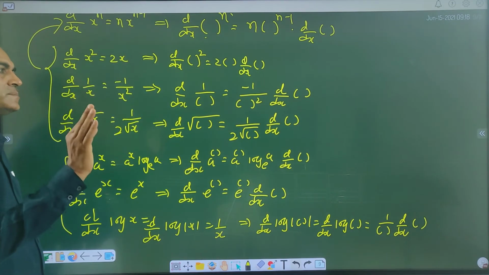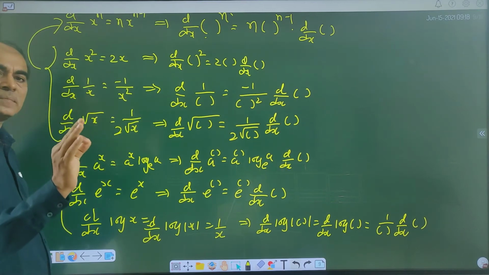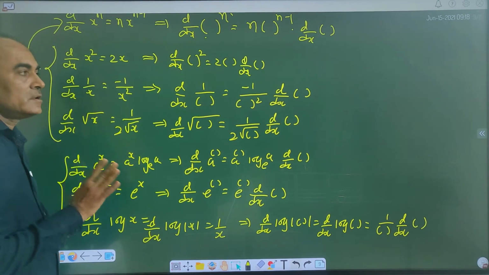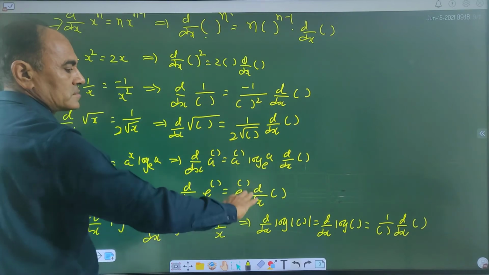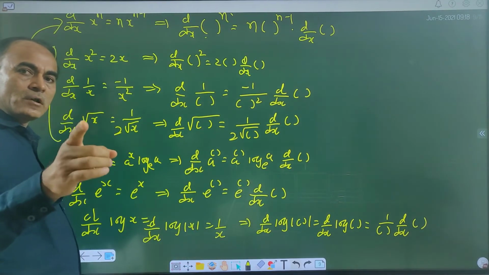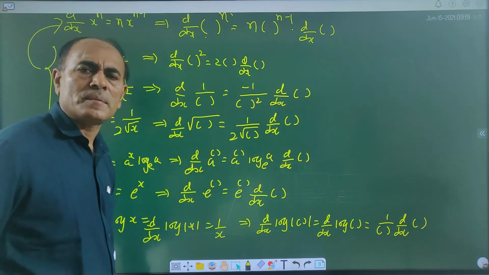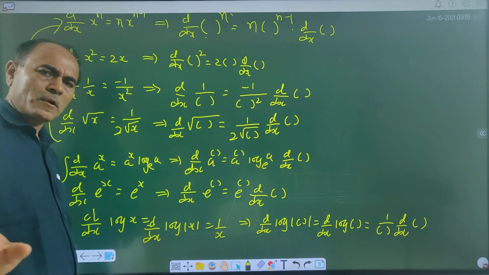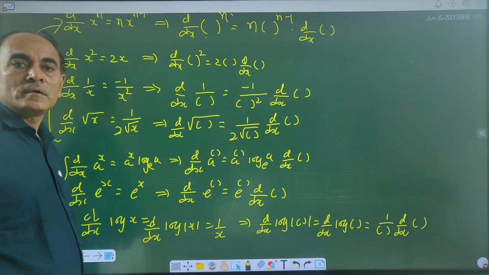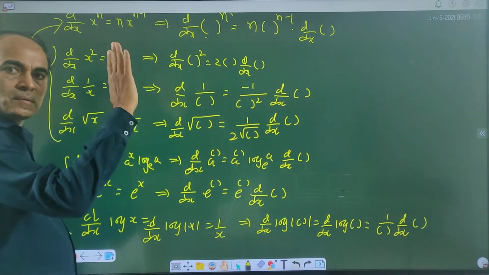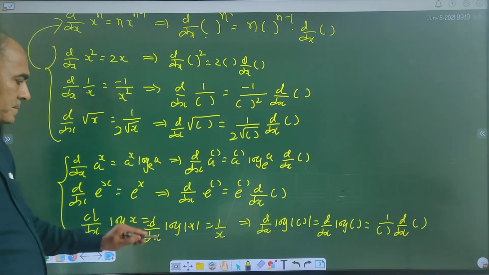Please, most important information for you: learn all these standard rules in the form of some function. Then only will you be able to solve easily all the sums based on differentiation. No problem at all. Clear? So please learn all these forms for the upcoming lectures.